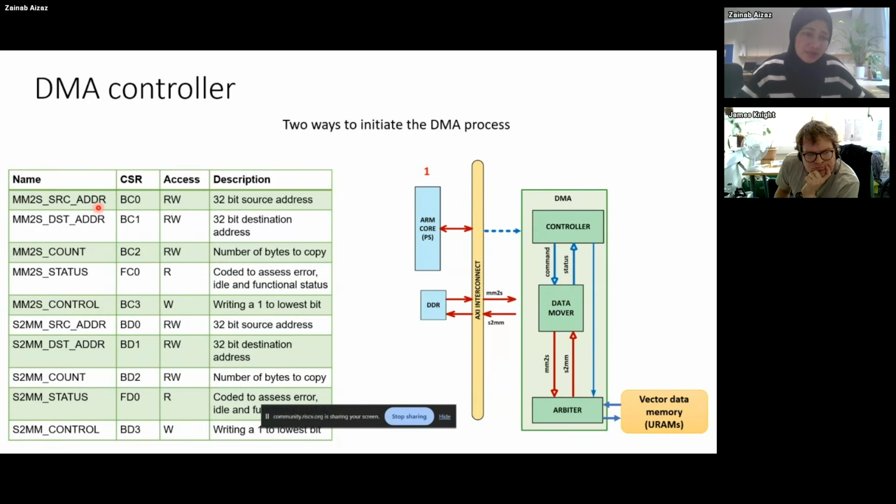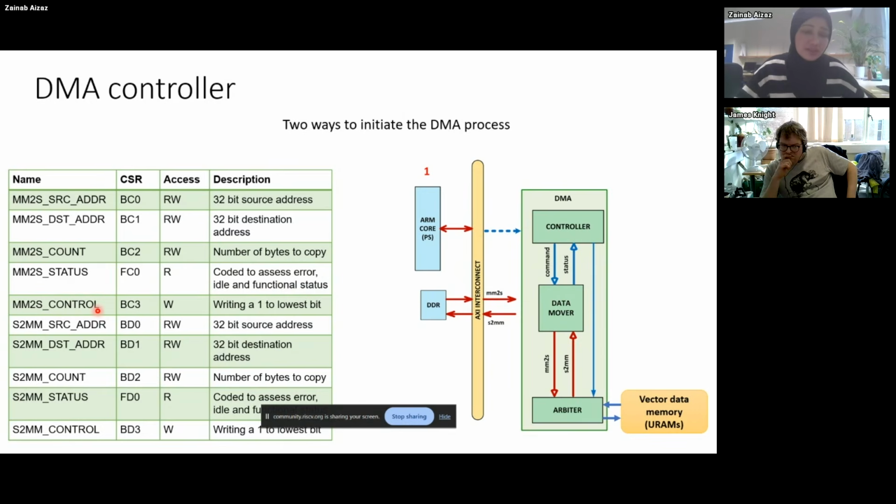This is the MM2S source address. You know that MM2S is the transfer from DDR to data memory. So DDR is the source for MM2S. This 32-bit source address is the address where the data is residing. And the MM2S destination address represents the address where the data would be transferred to in the URAM. MM2S count represents the number of bytes to be copied. MM2S status tells whether the transfer has some error, or the transfer is running nicely.